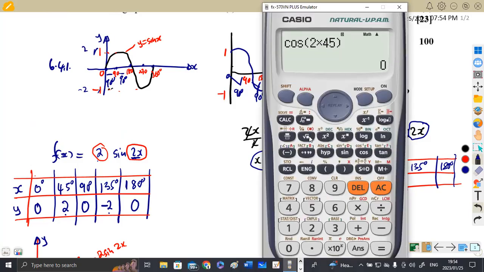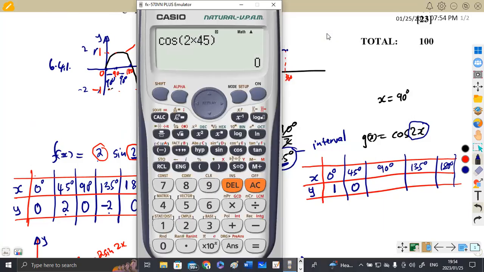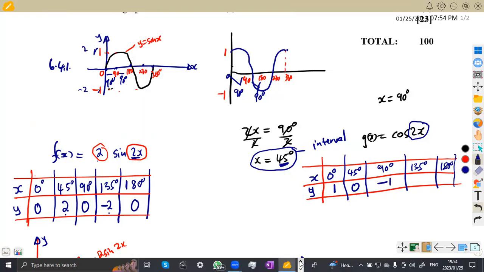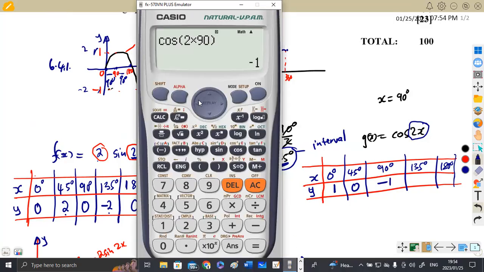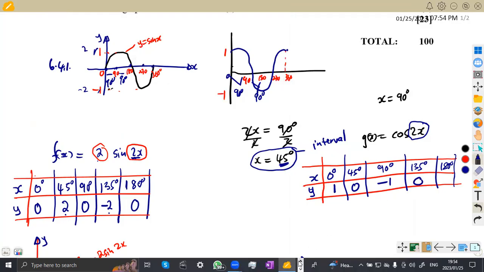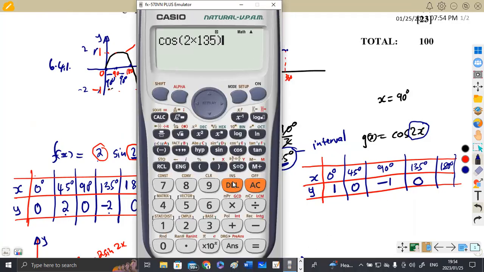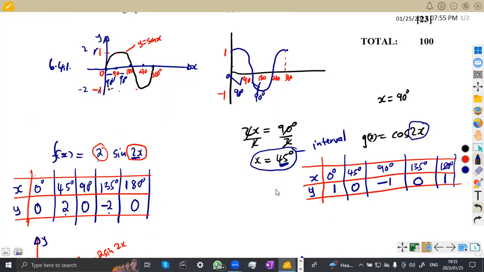Move on to 90. Okay, I'm closing here. All right, so that's a 90 there. That's 2 by 90 degrees, which is -1. 135 degrees, cos 2 by 135. 135, that's a 0 here. 180, we do the same on 180. That's 180 like this, which is 1. Okay, so that's what we have.